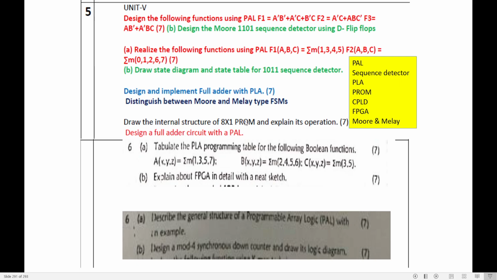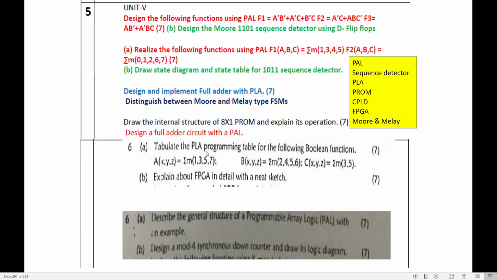Next is about PROM. Again, a PROM question. Can you see this question is repeated twice? One, design and implement a full adder using PLA. Next, implement a full adder using PAL. So PLA and PAL, one question for sure. Either it can be PLA or it can be PAL. You will get it in your exam.